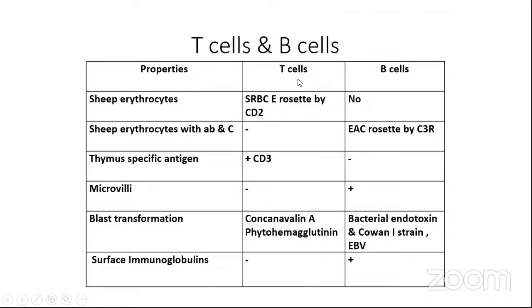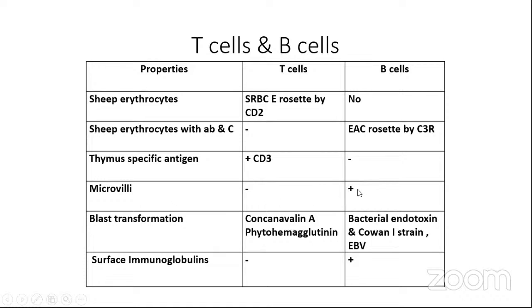How do you differentiate T cells and B cells? When you mix T cells and B cells with sheep erythrocytes, the T cells form rosettes because of the presence of CD2 molecule on their surface, whereas B cells will not form rosettes. Whereas when you mix sheep erythrocytes with an antibody and complement, B cells form rosettes because B cells contain C3b receptors. And the thymus specific antigen is CD3, which will be present in T cells, whereas B cells will not have CD3.